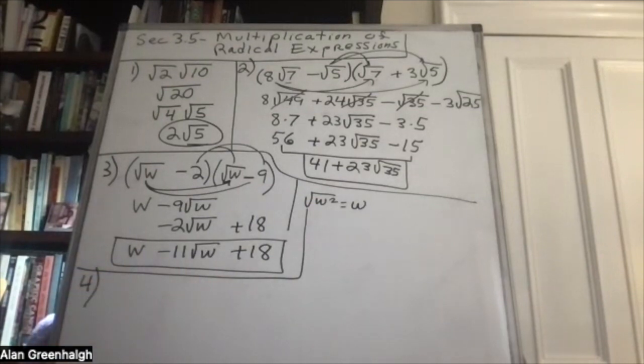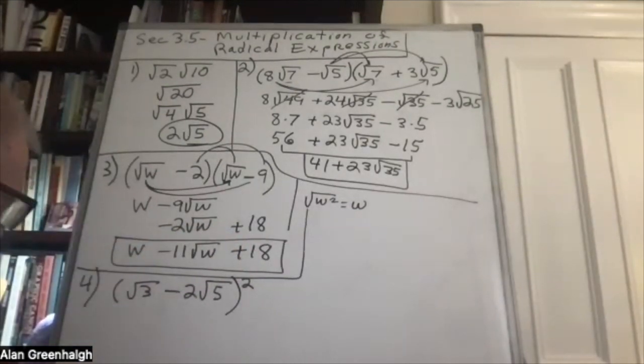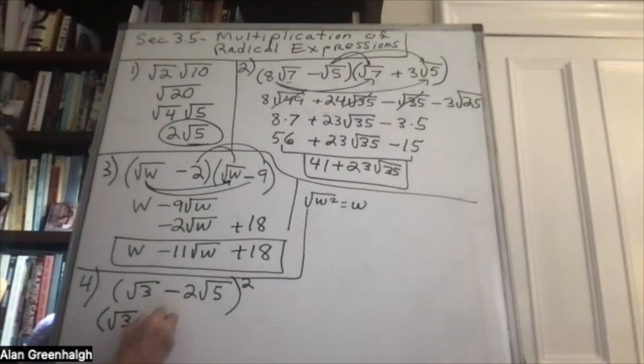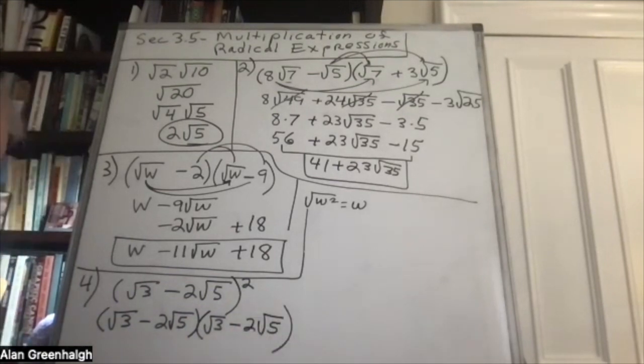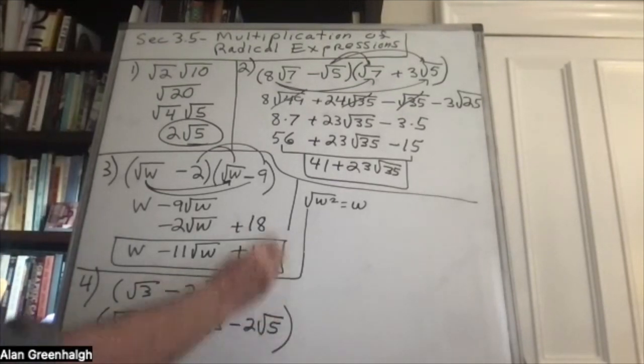Problem 4. Oh, here's the one: the square root of 3 minus 2 times the square root of 5, to the second power. It's like raising a binomial to the second power. Try that. Okay, let's begin. So what this means is the square root of 3 minus 2 times the square root of 5, times, because we're squaring it, the square root of 3 minus 2 times the square root of 5. That's what that means. Now you use the same process.